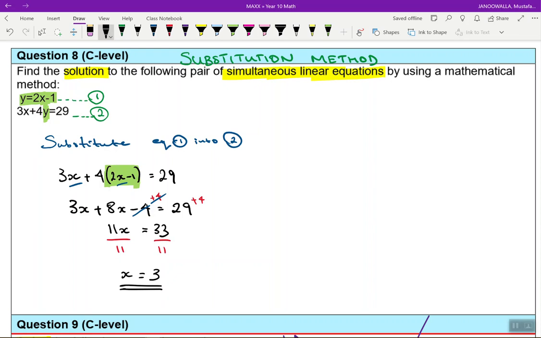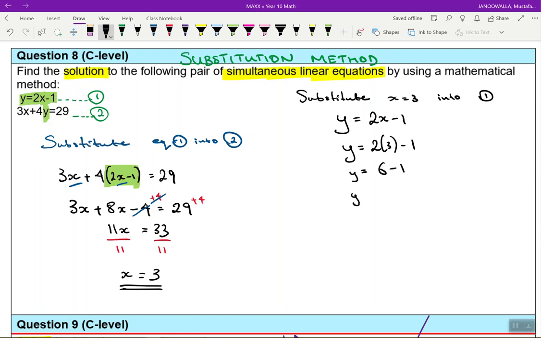Now we will solve for y. So I'll say substitute x equals 3 into equation 1. You could substitute into any of them, but equation 1 is the simple one to get y. So I'll say y equals 2x minus 1. So where x is there, I should put 3. 2 times 3 minus 1, I've got 6 minus 1, and so y is equal to 5. So I've solved these simultaneous equations using substitution.